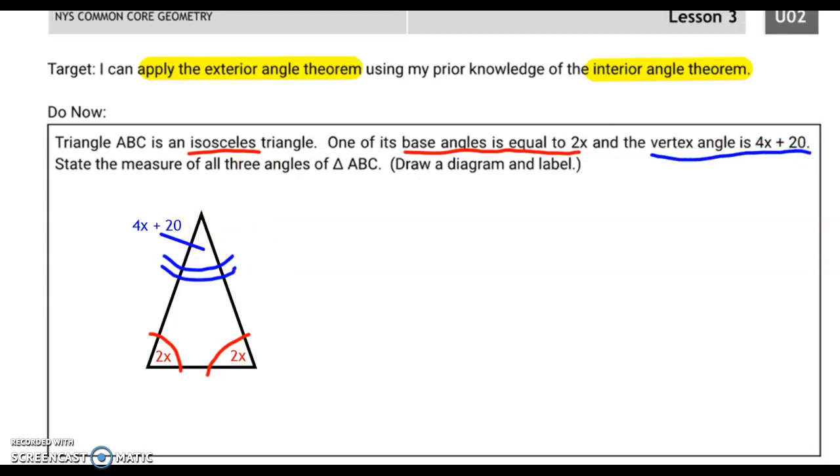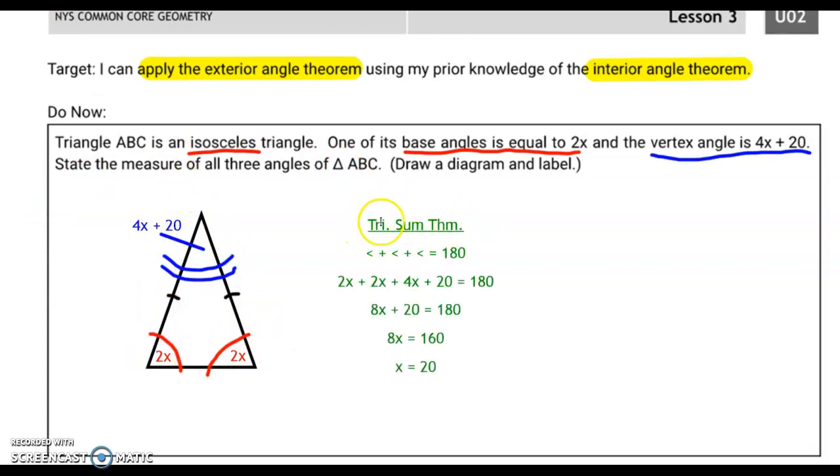Since we know that this is an isosceles triangle with two congruent sides and two congruent angles, we can say that this 2x and this 2x are going to be congruent to each other. The base angles are always congruent in an isosceles triangle. Now we can say that these three angles all together add up to 180 degrees.